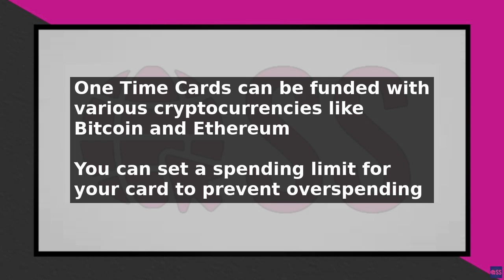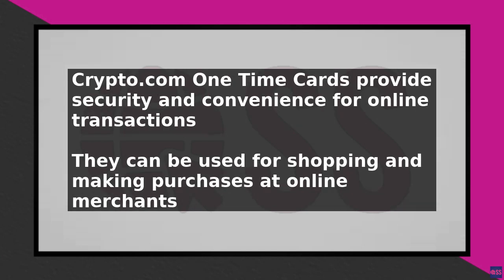To use your Crypto.com one-time card, simply enter the card details at checkout, just like you would with a traditional credit or debit card. You can also use the card to make recurring payments, such as subscription services.